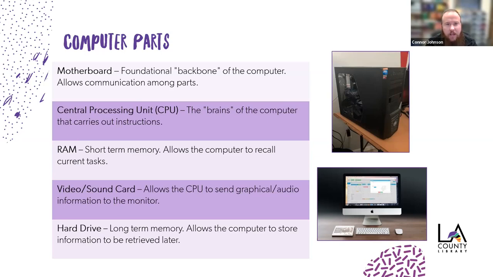Hard drive, it's also a form of memory, but we tend to not think of it that way. When I have hundreds of gigabytes of photos from over the years, those are stored on my hard drive and I just generally don't touch those. They're just there for posterity. So all these together are basically how a computer thinks.